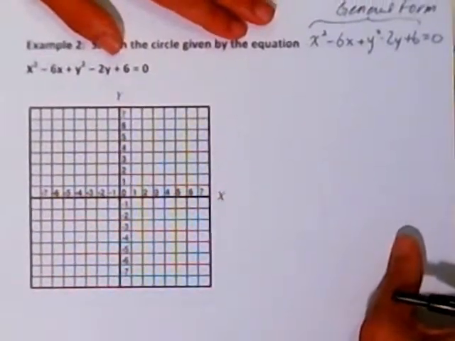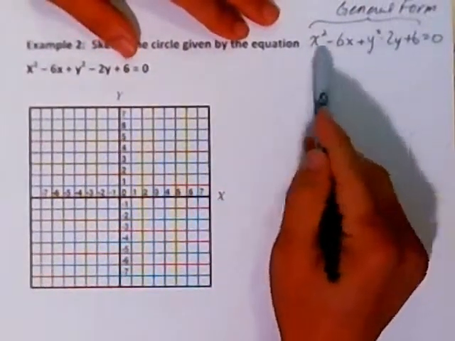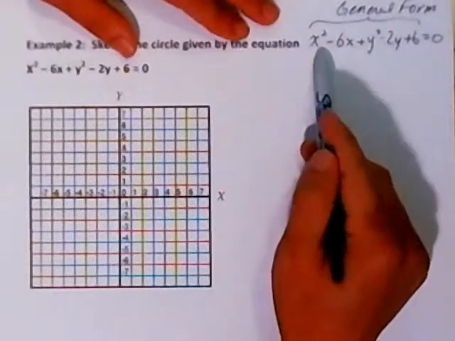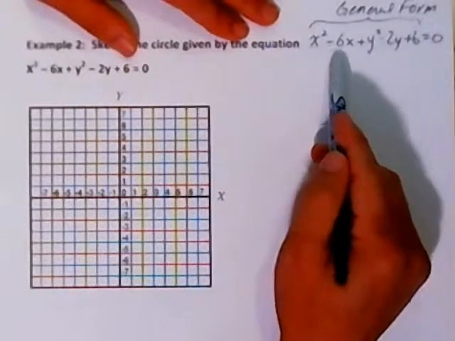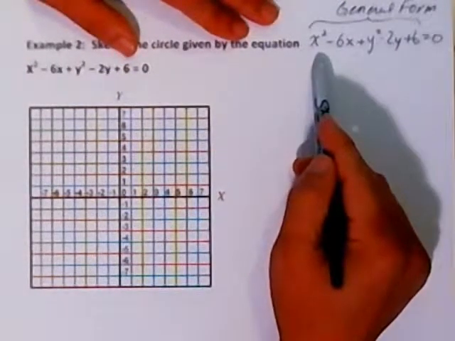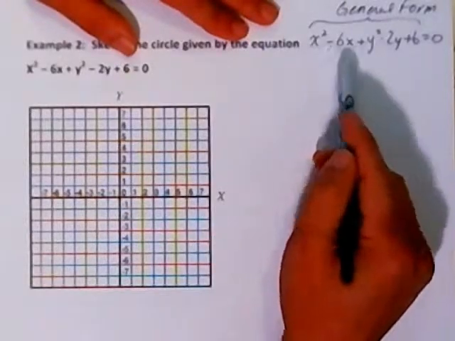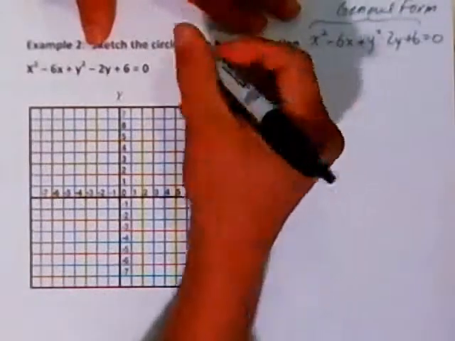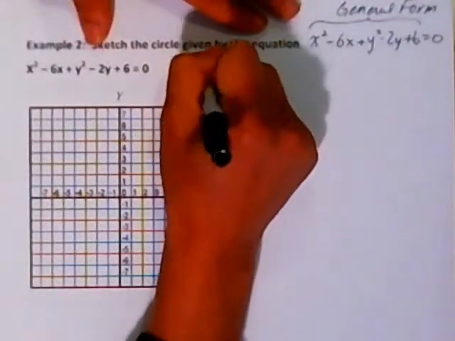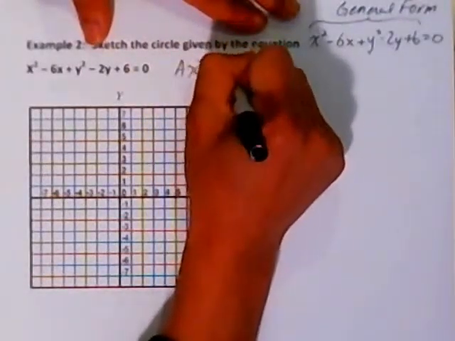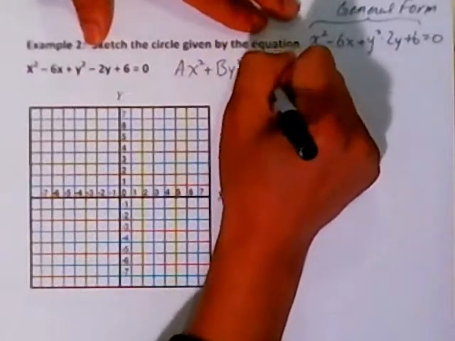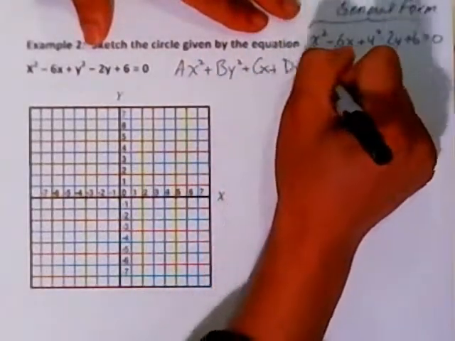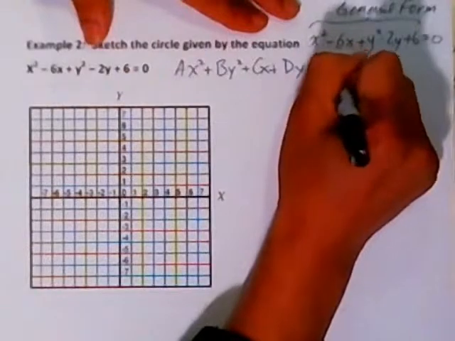Okay, let me bring it down just a little bit. Notice it's not in standard form. If it's in standard form, it's nice and easy to find the center and the radius. So we're going to have to transform this general form into a standard form. The general form equation is ax squared plus by squared plus cx plus dy plus e is equal to 0.